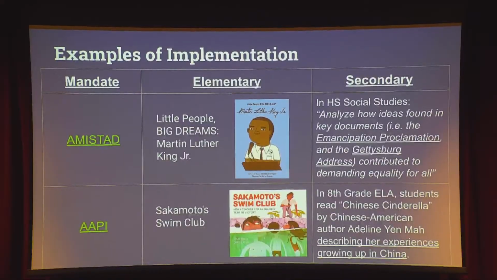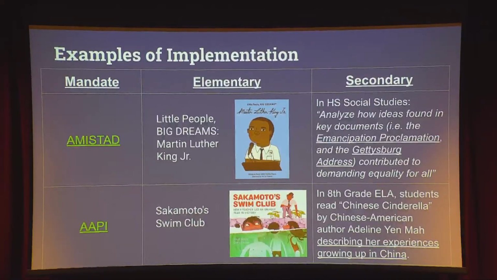And so an example might be at our elementary school, our students will read a biography of Martin Luther King Jr., written more about his childhood, something that they can identify with. At the secondary level, it'll be a little bit more specific about reading the Emancipation Proclamation and the Gettysburg Address, and how those ideas led to the ideas of equality for all, right? And so deeper dives at the secondary level.